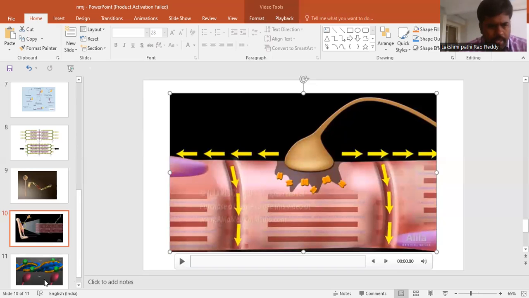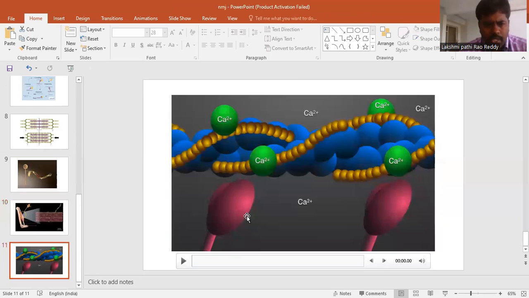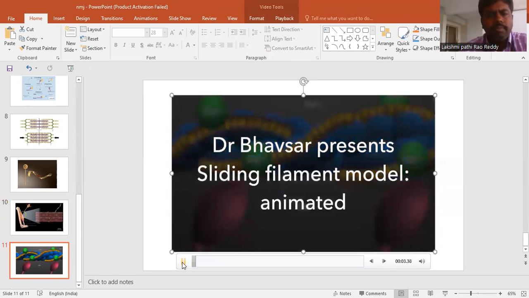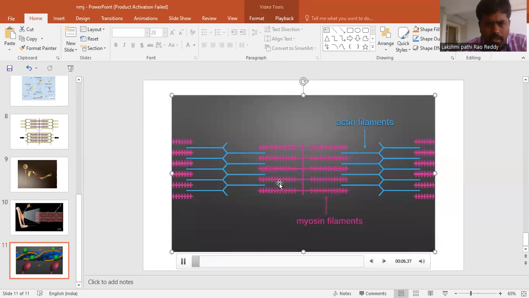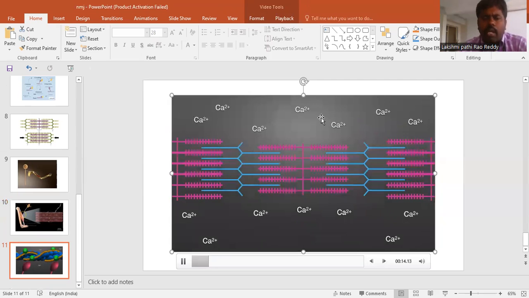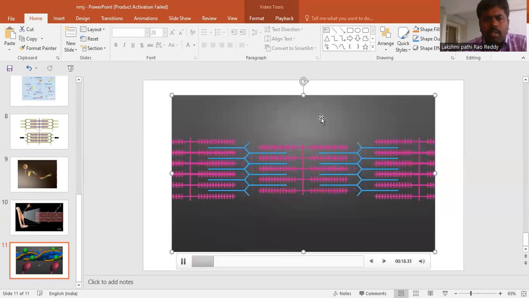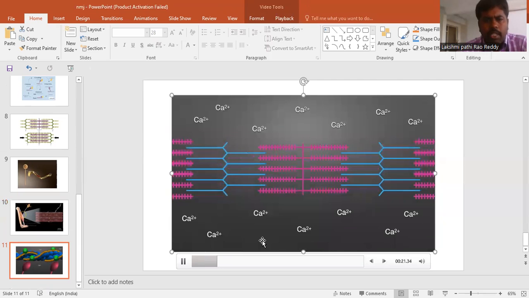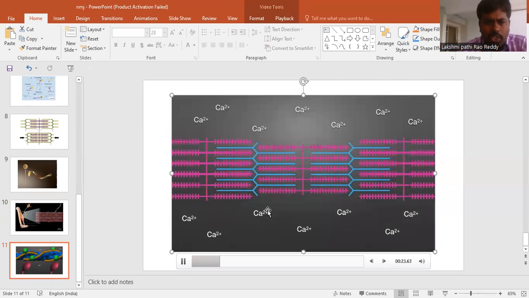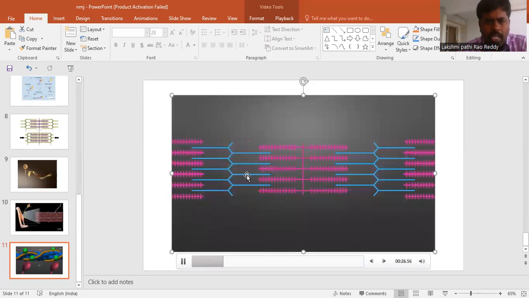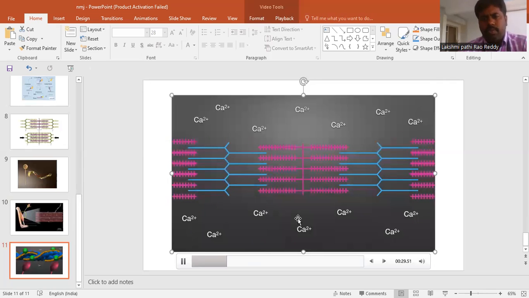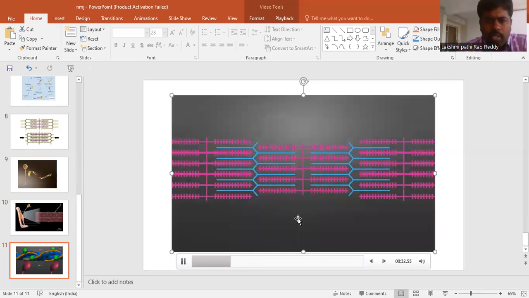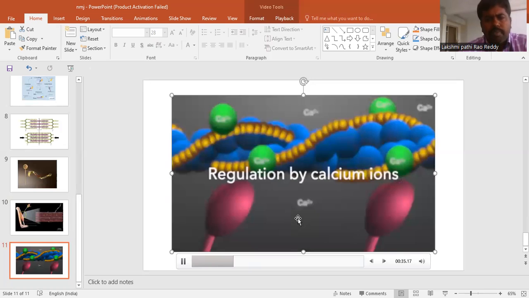So once the action potential is spread, then what happens? See in this diagram, these are the actin filaments and these are the myosin filaments. And the calcium is released from the ryanodine receptor excessively. So this explains that when there is a release of calcium, there is a contraction of the sarcomere. When there is no calcium, there is relaxation. Such a beautiful mechanism it is for excitation contraction coupling.